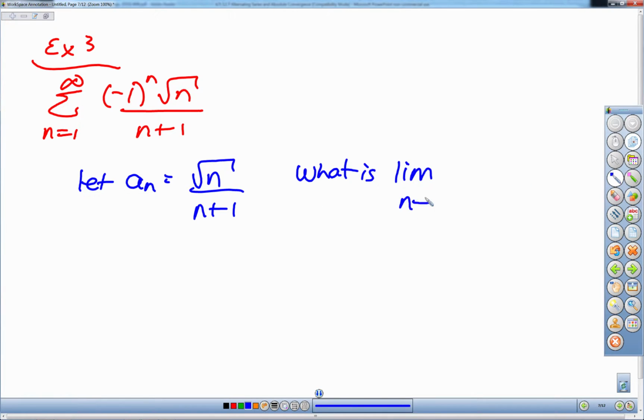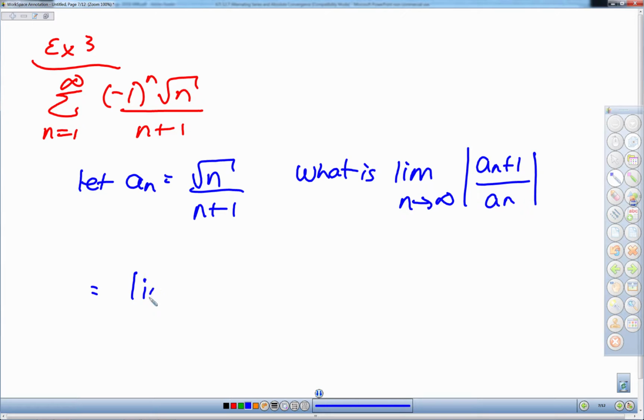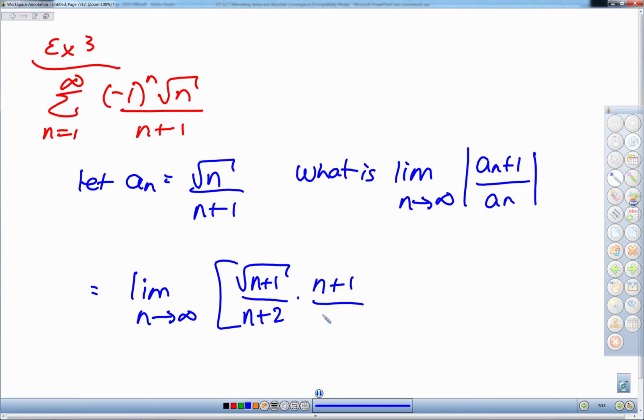What is the limit as n approaches infinity of that ratio, the ratio of the n plus first term to a sub n? So let's see what we've got here. We've got the limit as n approaches infinity of the square root of n plus 1. On the bottom, that's just going to be n plus 2. By now, I'm hoping you'll give me permission to multiply by the reciprocal, and that would give me n plus 1 over the square root of n.